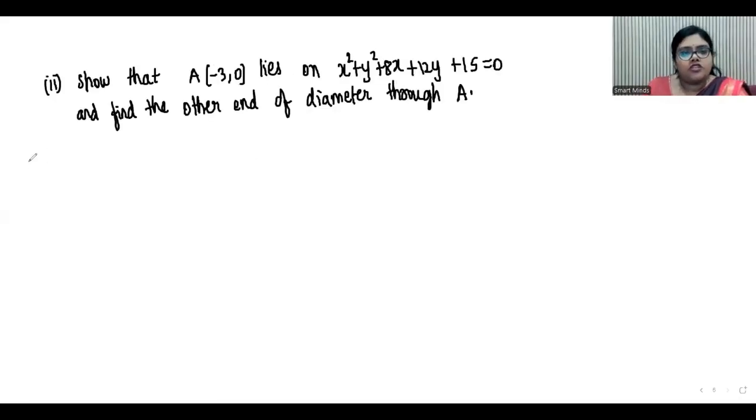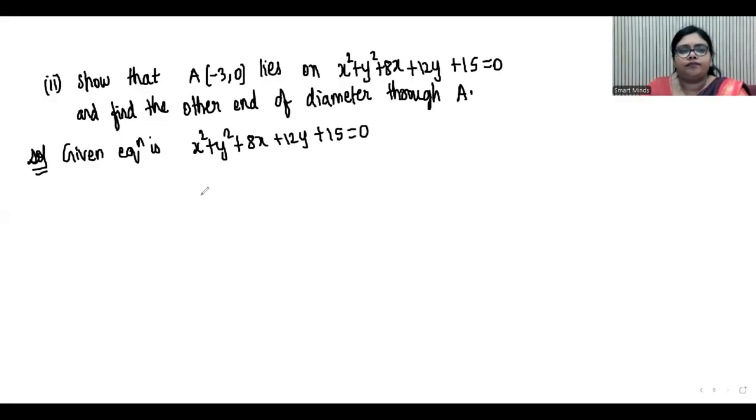Take the next question. Similar model. Show that A(-3, 0) lies on the given circle and find the other end of the diameter through A. So first let us write the given equation. What is the given equation? x² + y² + 8x + 12y + 15 = 0.